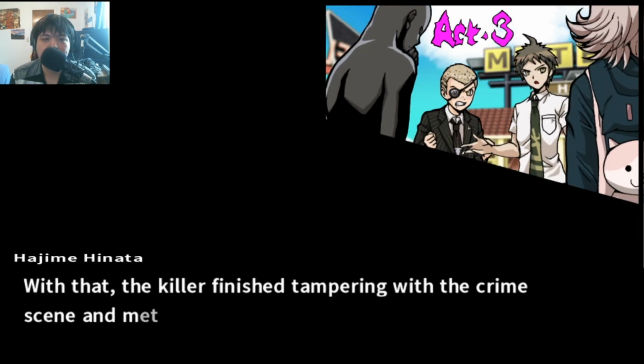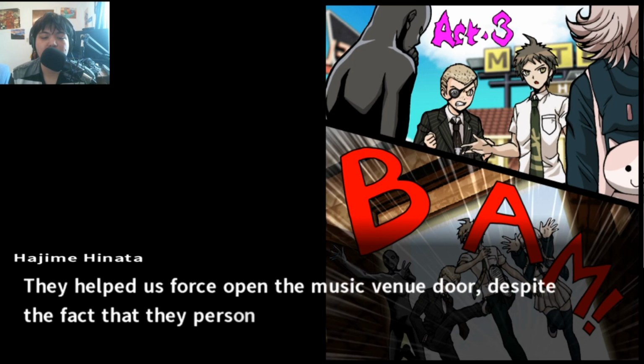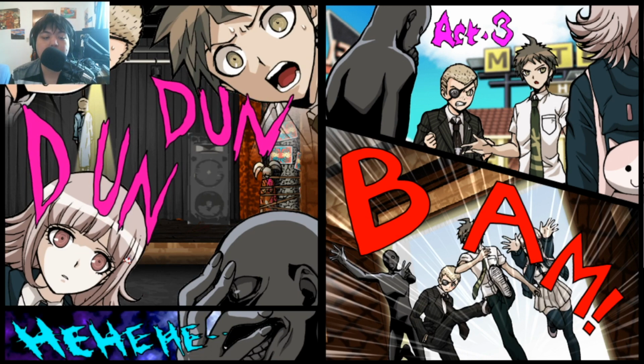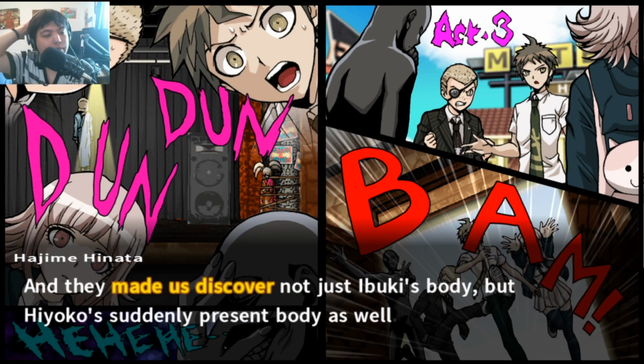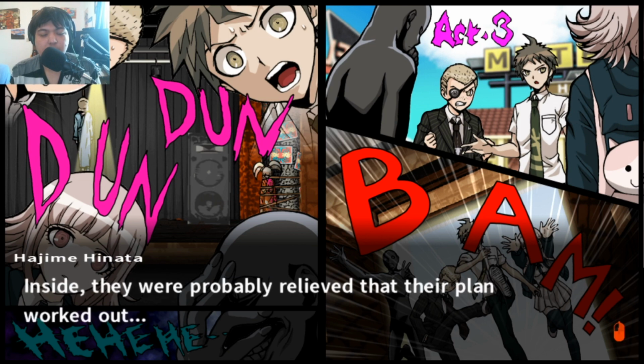With that, the killer finished tampering with the crime scene and met up with Fuyuhiko. They helped us force open the music venue door, despite the fact that they personally sealed it. And they made us discover not just Ibuki's body, but Hyoko's suddenly present body as well. At the time, they pretended to be surprised, but inside, they were probably relieved that their plan worked out. I see.